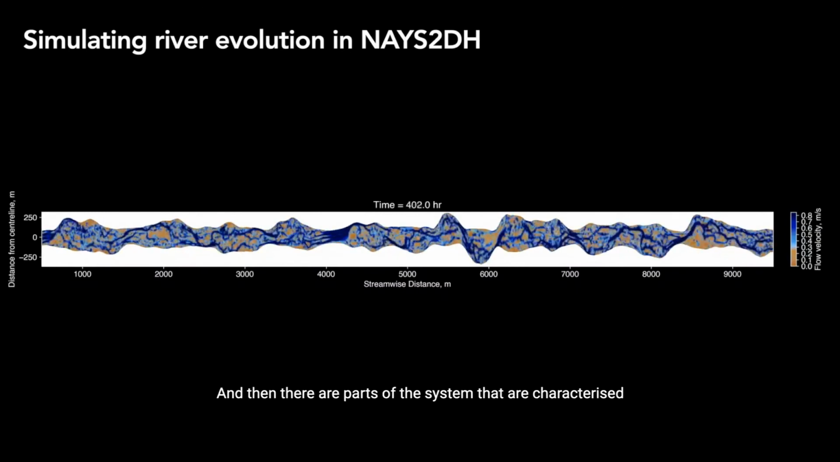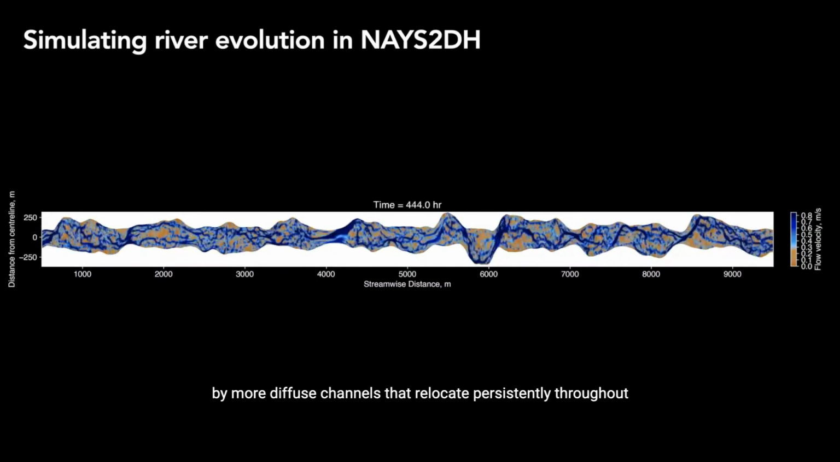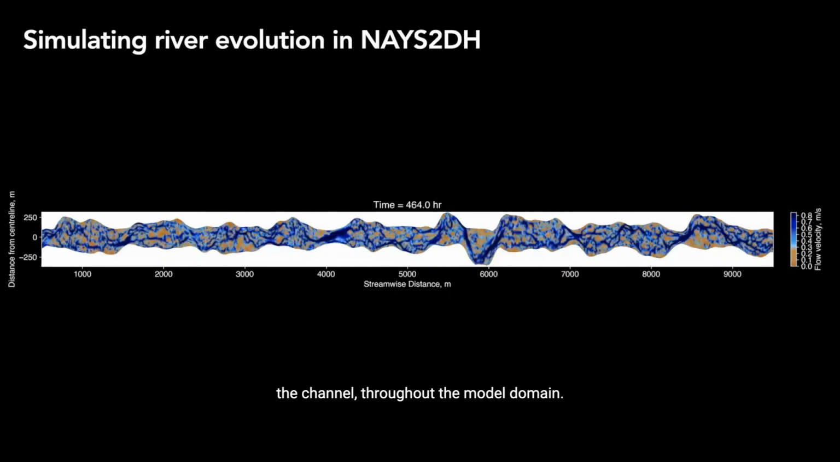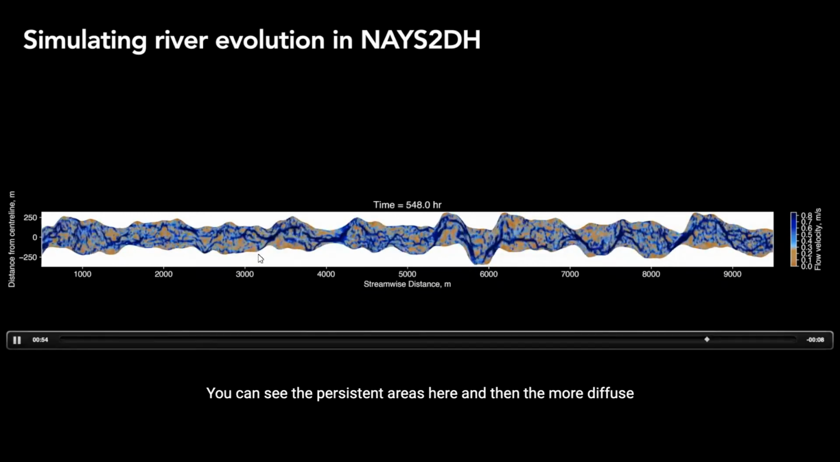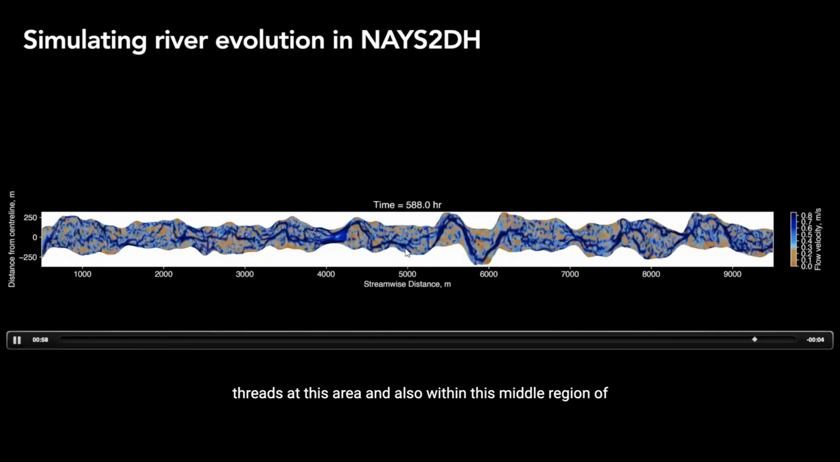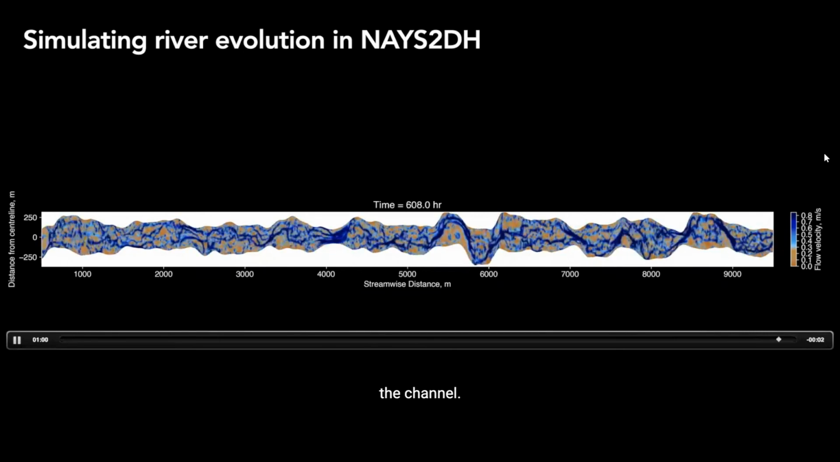And then there are parts of the system that are characterized by more diffuse channels that relocate persistently throughout the model domain. So you can see those sort of persistent areas here, and then the more diffuse threads at this area, and also within this middle region of the channel.